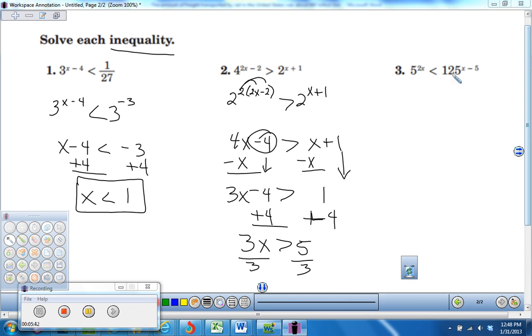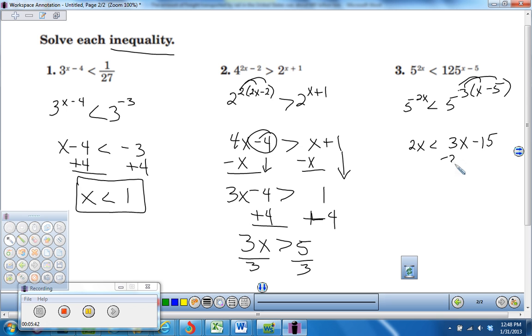Alright, now over here, we're going to write 125 in terms of 5. So we get 5 squared, 5 to the 2x is less than 5 to the third power, x minus 5. Okay, distribute the 3, so we get 2x is less than 3x minus 15. Okay, I'm going to go ahead and subtract 3x. So we get negative x is less than negative 15. Can't have a negative variable, so we'll divide both sides by negative 1. When we do that, we have to reverse the inequality, so we end up with x is greater than 15.